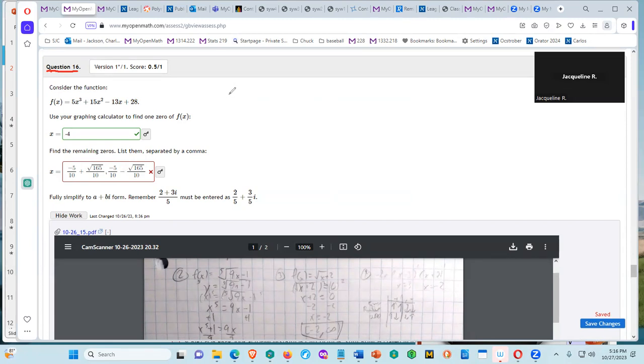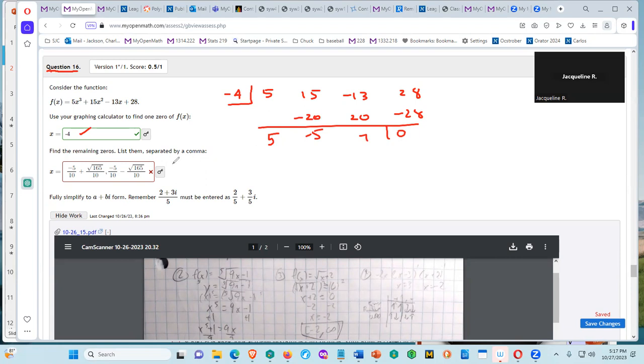So with -4, we're going to get a second degree depressed polynomial. 5, 15, -13, 28. Write down the first thing, multiply and add, multiply and add, multiply and add. We confirm that that's a zero because we got a zero remainder. And then we're going to go quadratic formula on that.